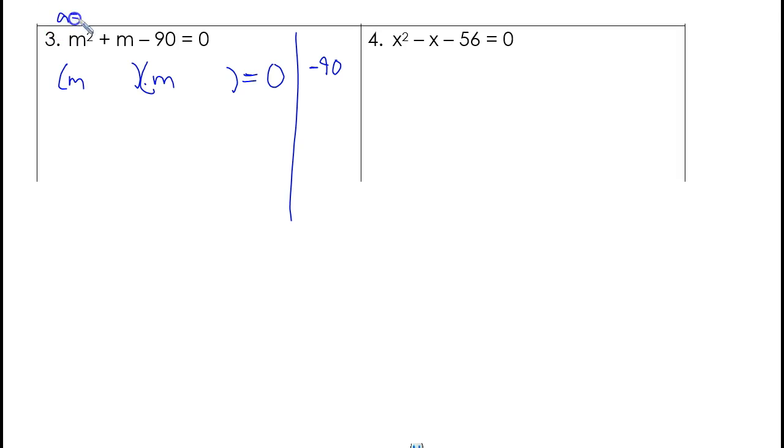So if a is 1, b is also 1, and c is -90. So remember the 0 doesn't matter. It's A, B, C like that, okay?